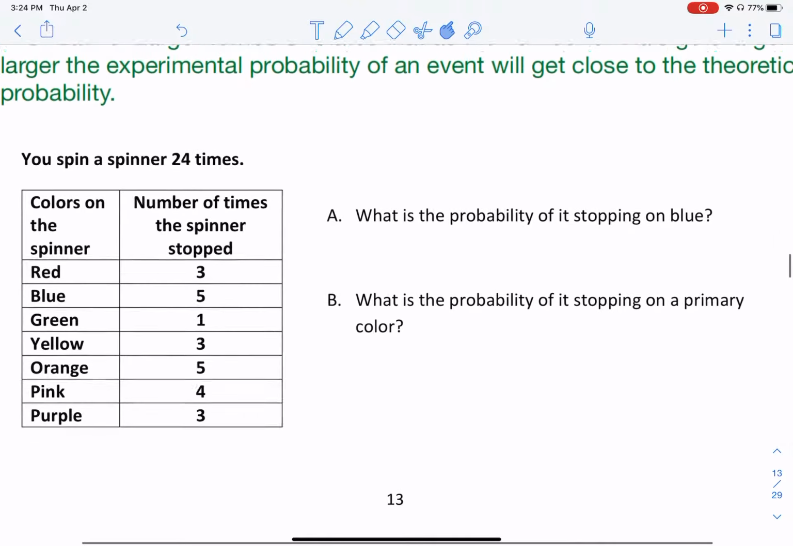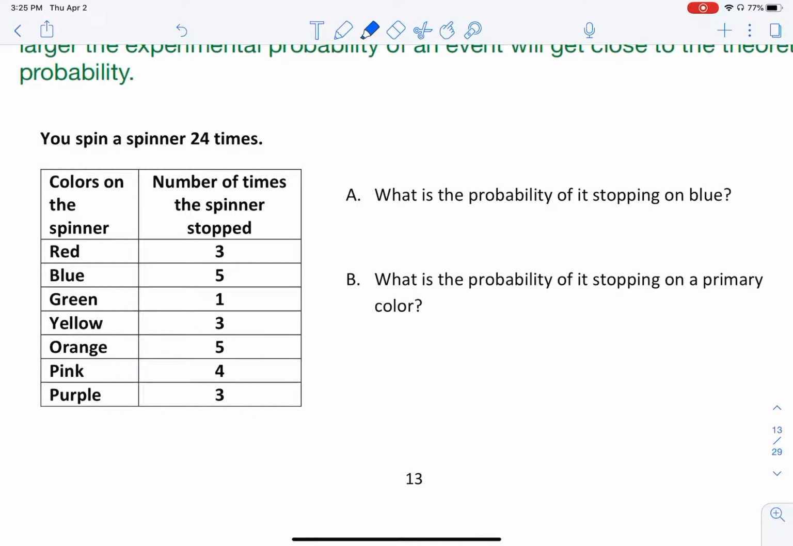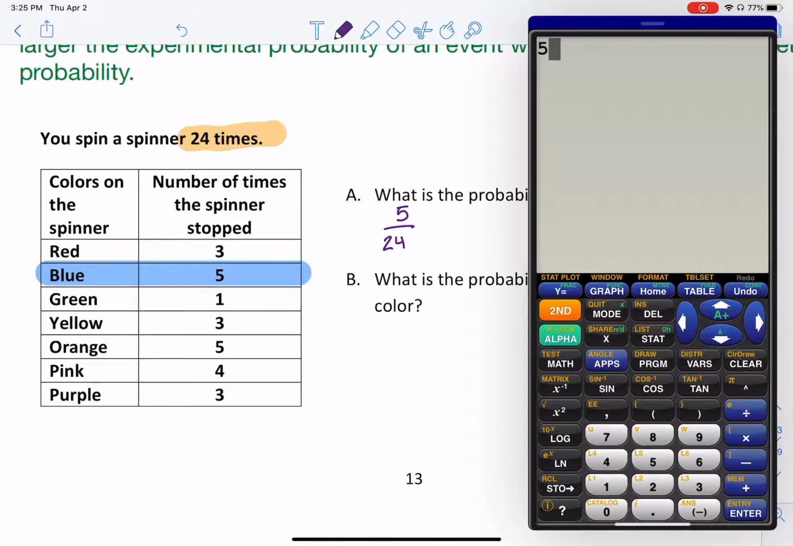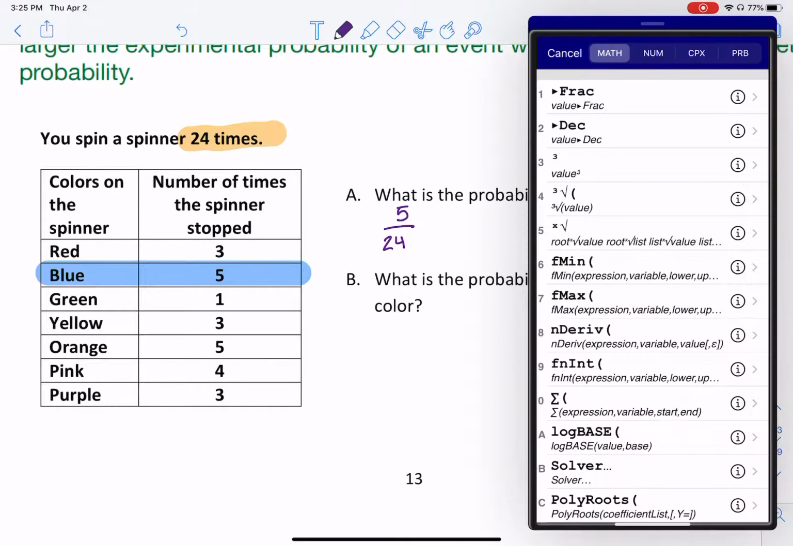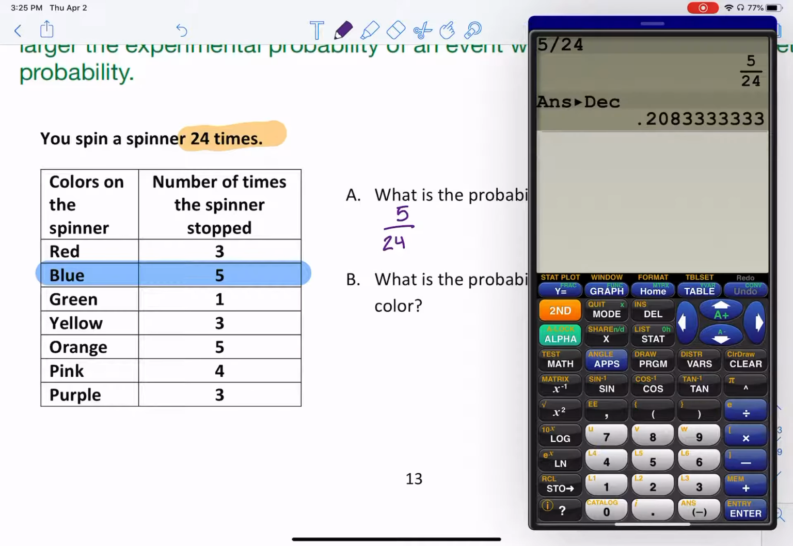All right, so here, this says you spin a spinner 24 times. So what's the probability of stopping on blue? Well, we spun the spinner 24 times and 5 of them are blue. So that means we would have a 5 out of 24 chance. And if we look at that in our calculator, that's about 0.208.